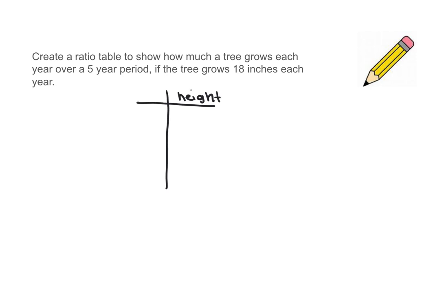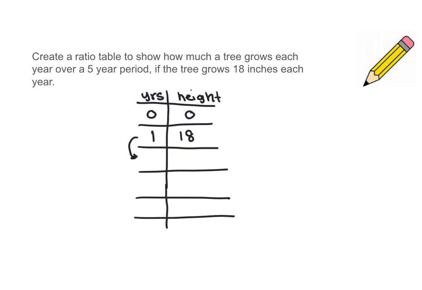So let's say we have the height of the tree and years. At 0 years, the height is 0 inches. At 1 year, the height is 18 inches. Now you could continue this table several different ways.